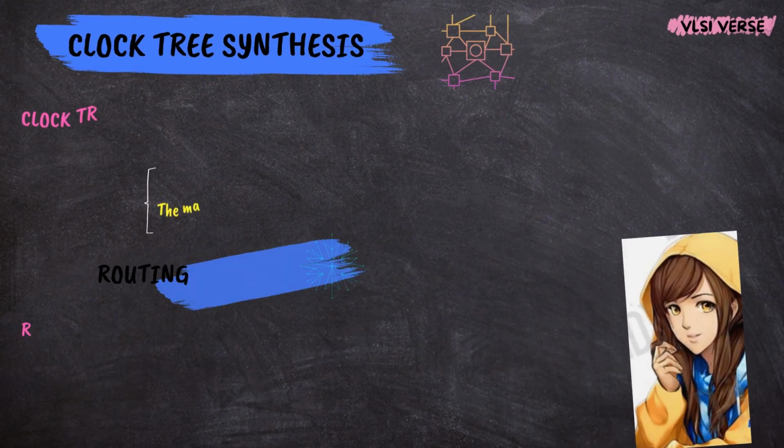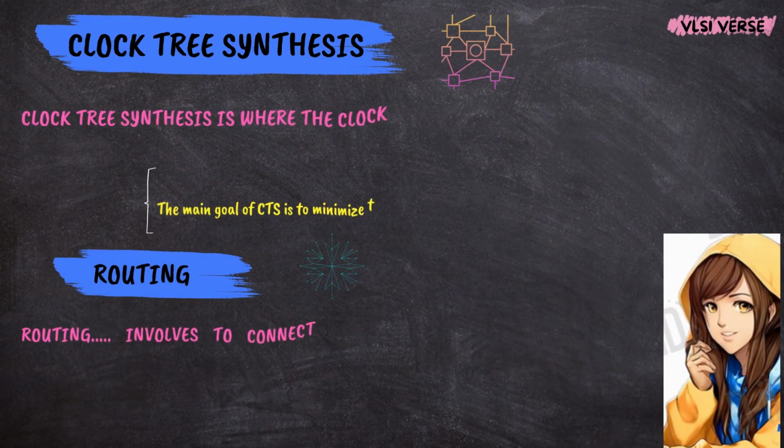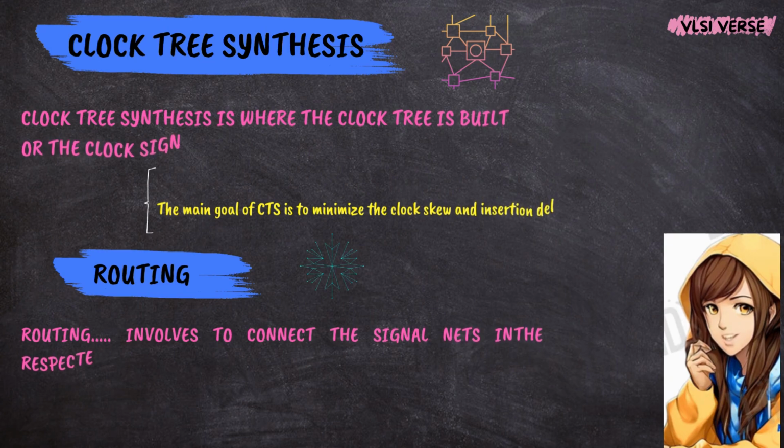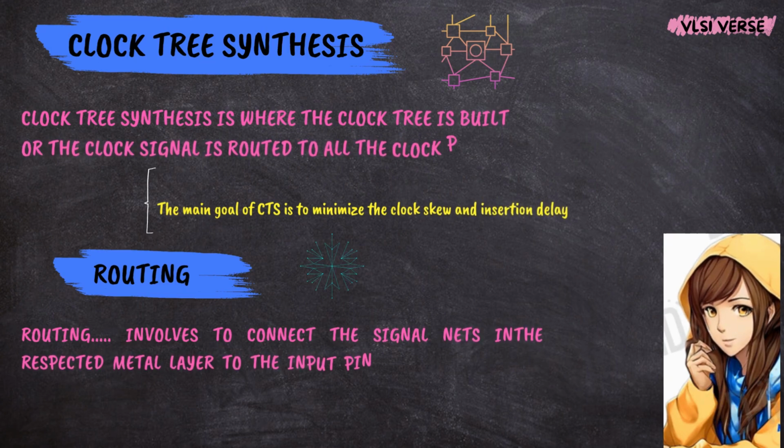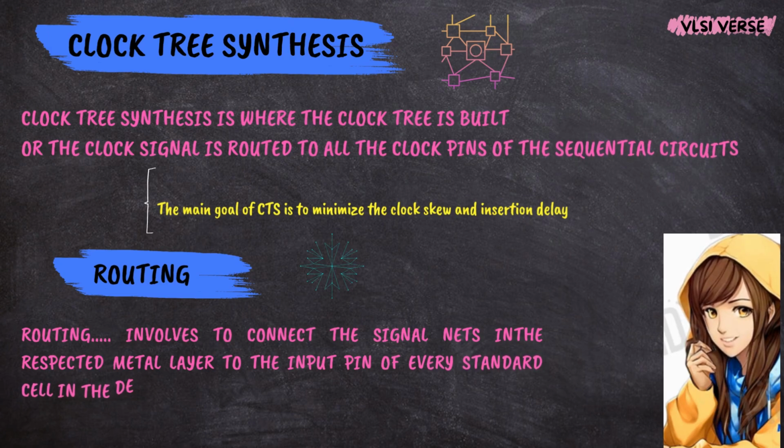Now let's dive into the next category, routing. Routing is the process of connecting all the placed cells with metal wires according to the netlist. There are two main phases in routing: global routing, which determines the general paths for the connections, and detailed routing, which defines the exact paths for each wire. Proper routing is crucial to avoid congestion, meet timing, and adhere to design rules.